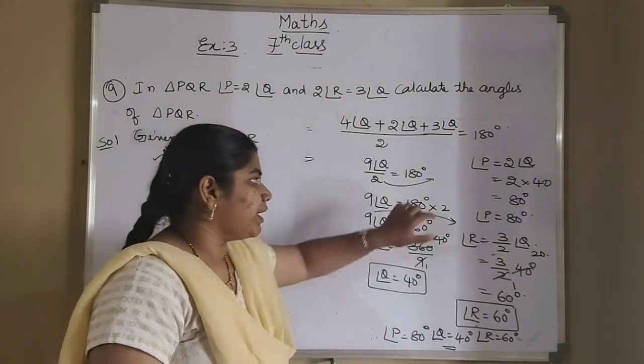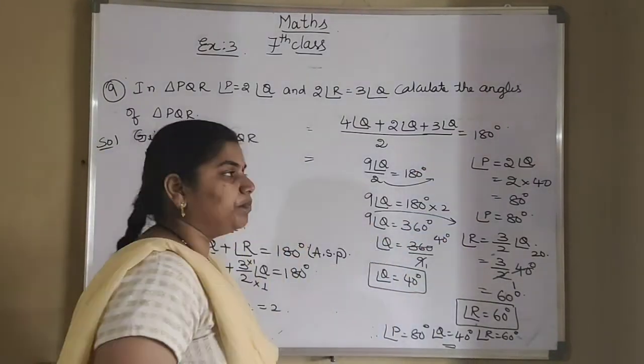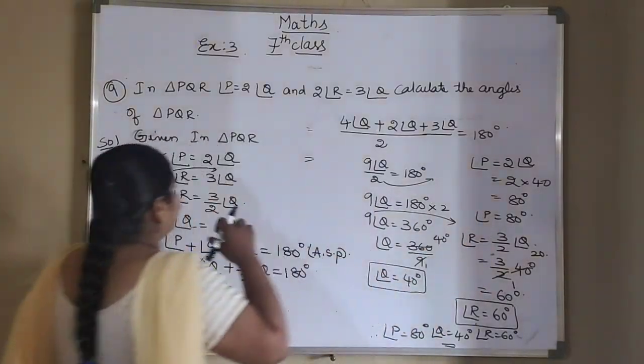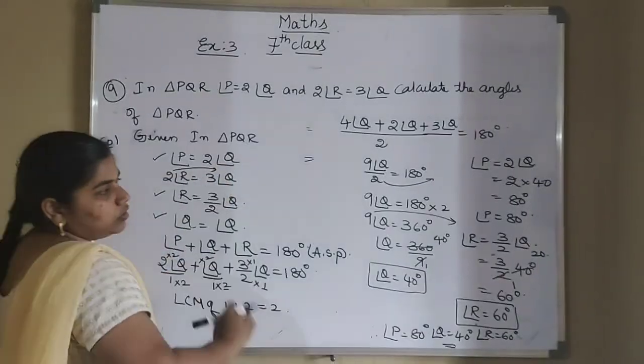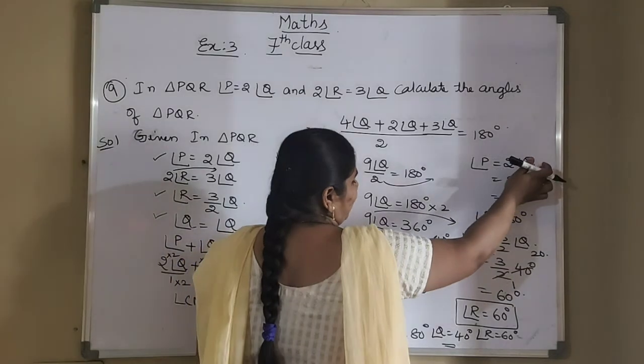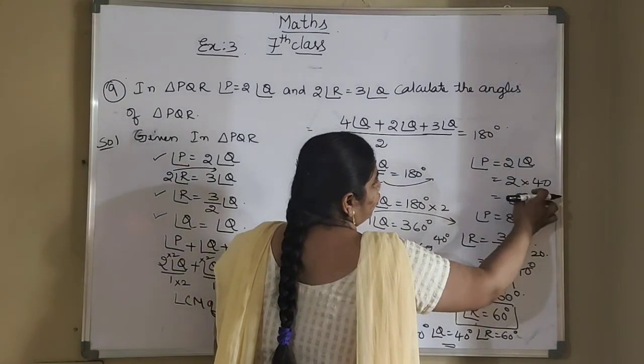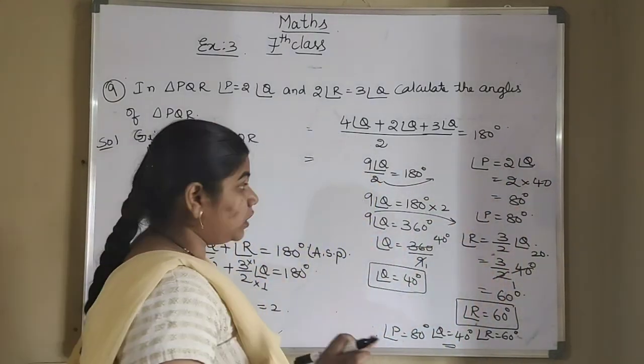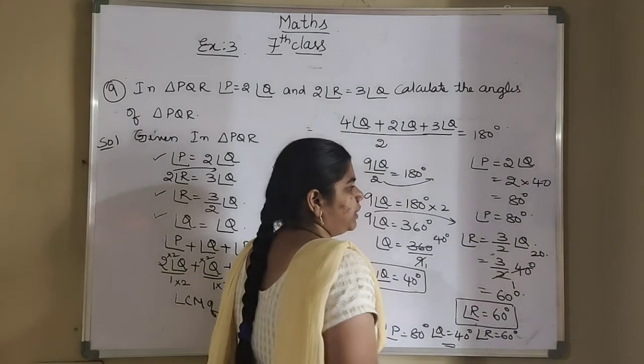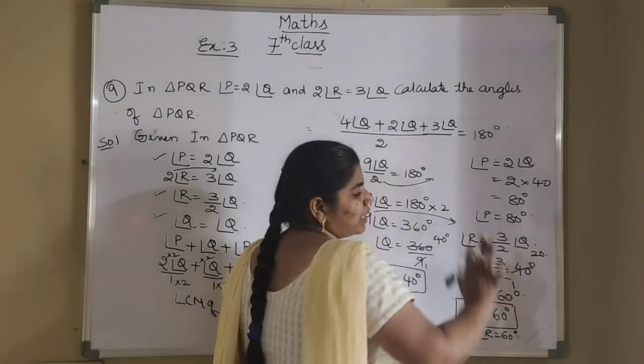Now we have to find angle P and angle R also. So what is angle P? They have given it as 2 angle Q. So 2 into angle Q, which is 40. 2 forties are 180. Sorry, 2 forties are 80. So you got angle P value as 80.